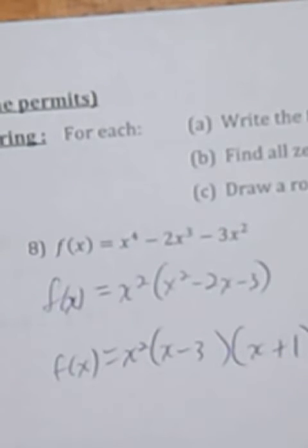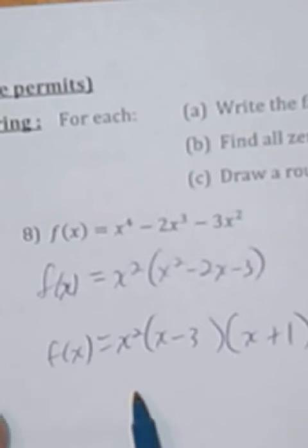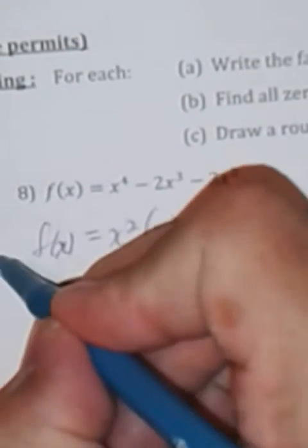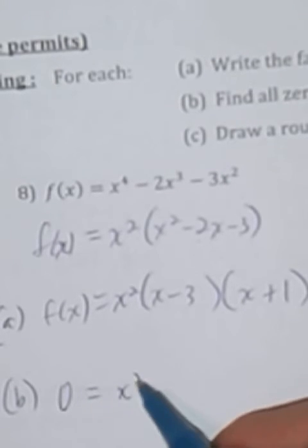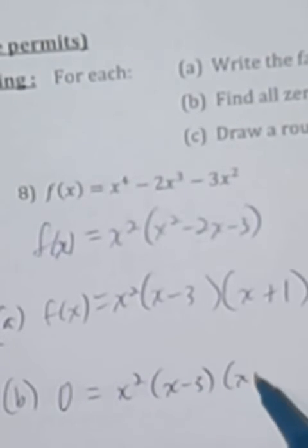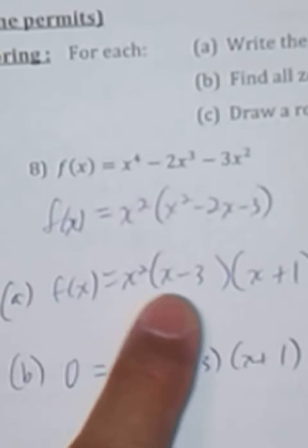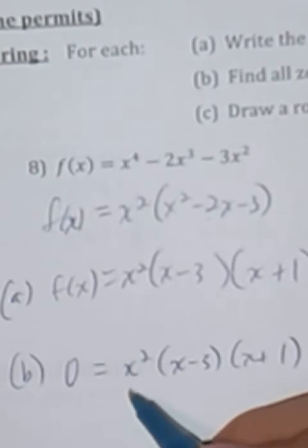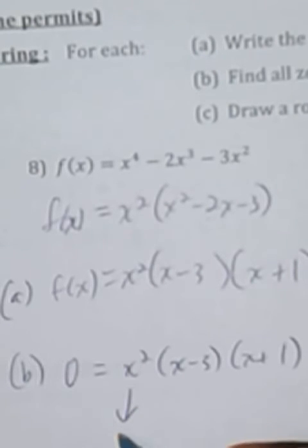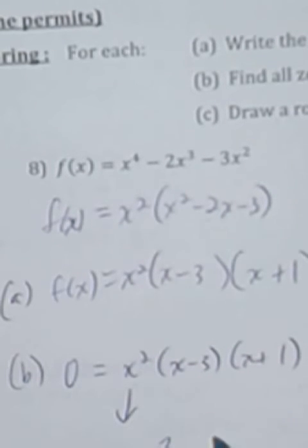Factored form. Okay. Find all zeros. Find all zeros means solve 0 equals x squared times x minus 3 times x plus 1. Of course, if we know the factors, we also know the zeros. You guys remember that? So from the x factor, we get x equals 0. From x minus 3, we get x equals 3. And from x plus 1, we get x equals negative 1. So those are my zeros.